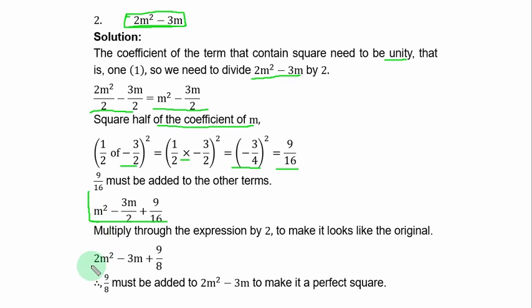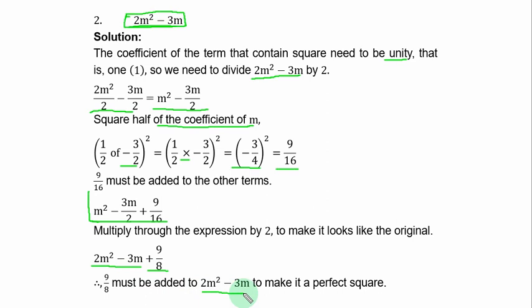So you have 2m squared minus, if you multiply 3m over 2 by 2, you have 3m. If you multiply 9 over 16 by 2, 2 will divide 16, it becomes 8. So you have plus 9 over 8. Therefore, 9 over 8 must be added to 2m squared minus 3m to make it a perfect square.